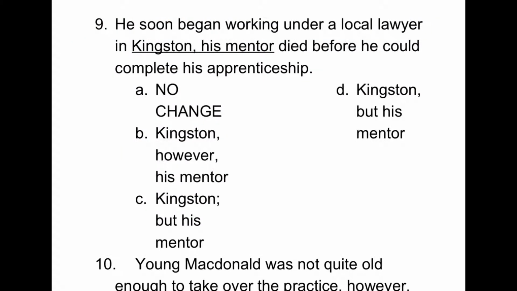Number 9, he soon began working under a local lawyer in Kingston, comma, his mentor died before he could complete his apprenticeship. So we have two complete sentences joined by a comma alone, that's a splice. If we choose D, it adds that conjunction, correctly joining two complete sentences.